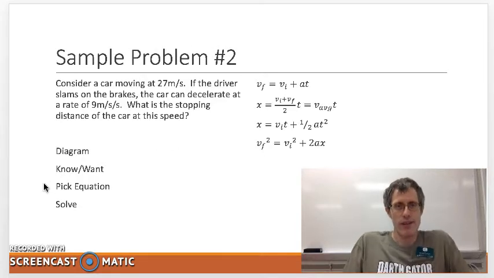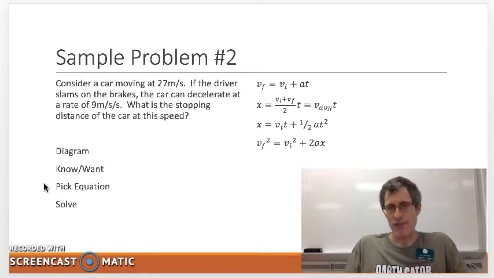Here you go. Consider a car moving at 27 meters per second. If the driver slams on the brakes, the car can decelerate at a rate of 9 meters per second squared. What is the stopping distance of the car at this speed? So, go ahead and pause the video and try to solve this problem. I'll wait. Okay, let's do it.